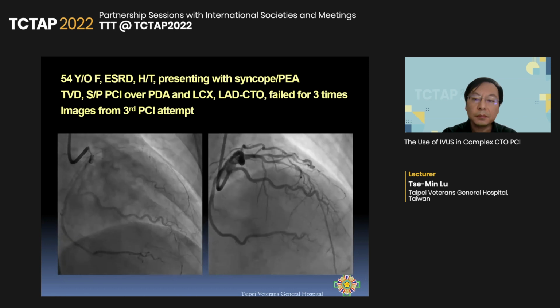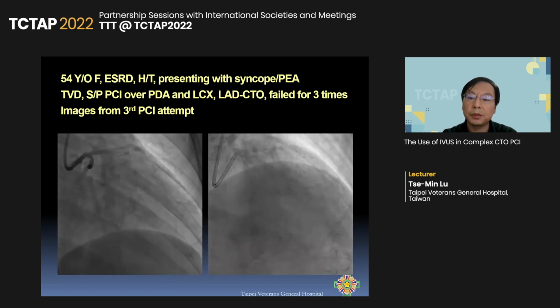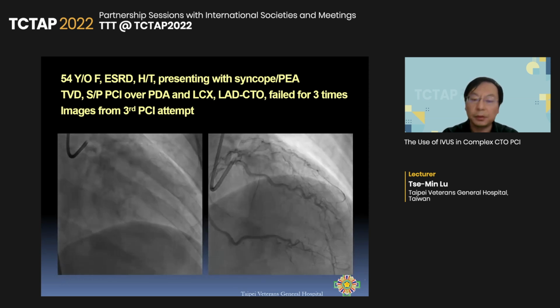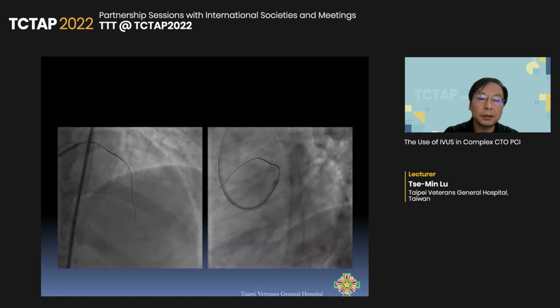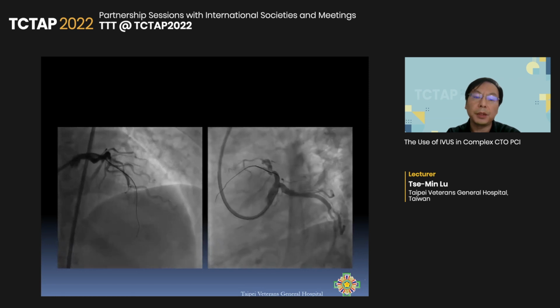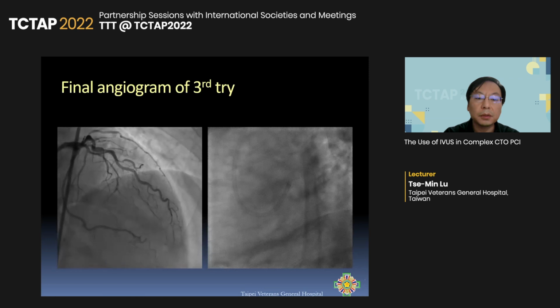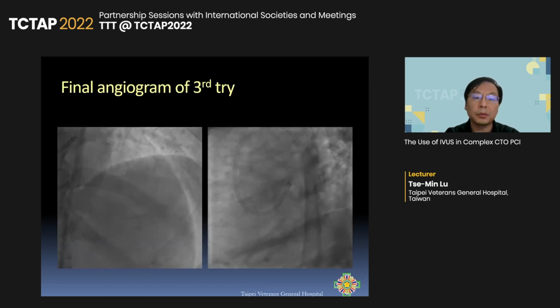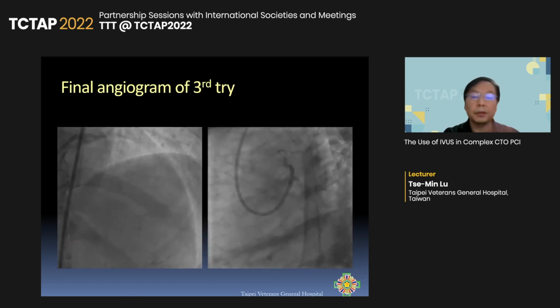And this is the imaging for the third PCI attempt. We can see actually it seems there is some connection between the middle LAD and the distal LAD, with almost TIMI 2 flow. And then the operator tried to send his wire to the distal LAD, but he felt some great resistance. We can see that the wire curves up and is not moving smoothly. And finally, after some manipulation, the distal flow disappeared. In the final angiogram, you can see the distal flow is almost gone. This is the final angiogram of the third trial, also a failed PCI.